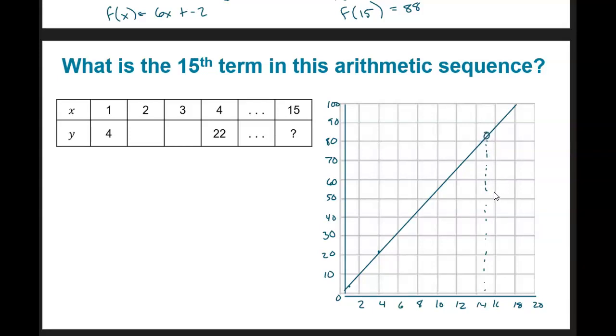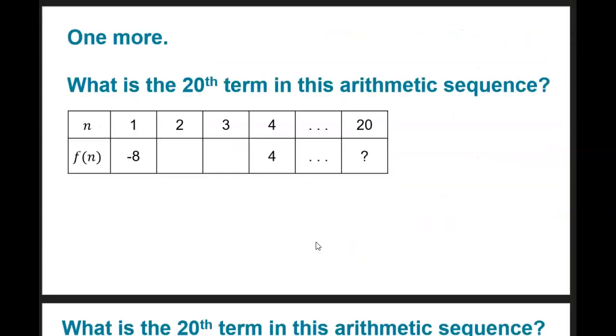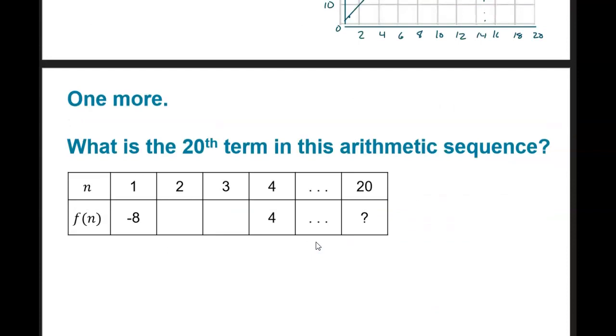But with 15, it's right about there. The answer we got with the function was 88, so really it would be right about there. Which you can imagine it would be if we actually got the line right where it should be. Just a little bit higher. Okay, last one. What is the 20th term in this arithmetic sequence?